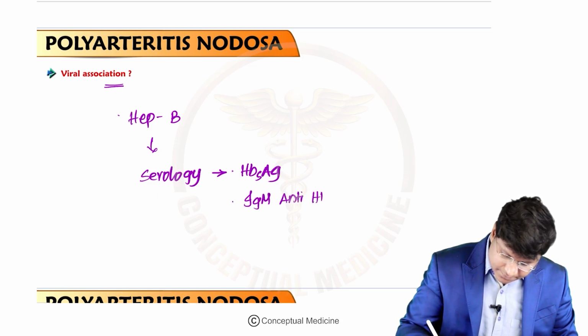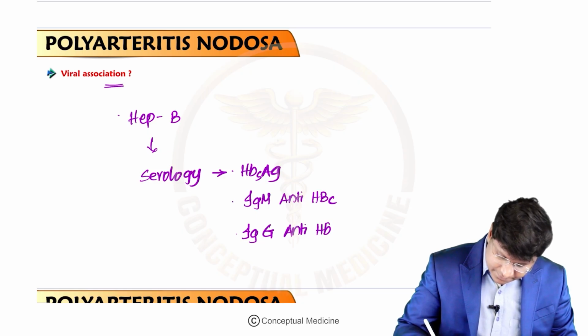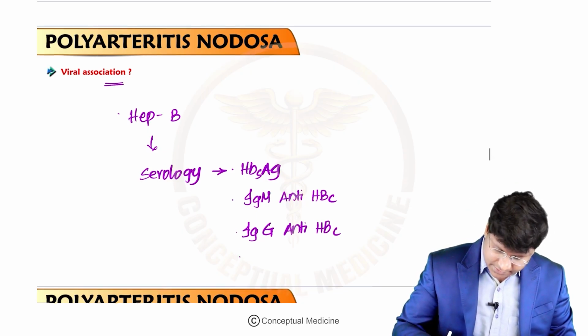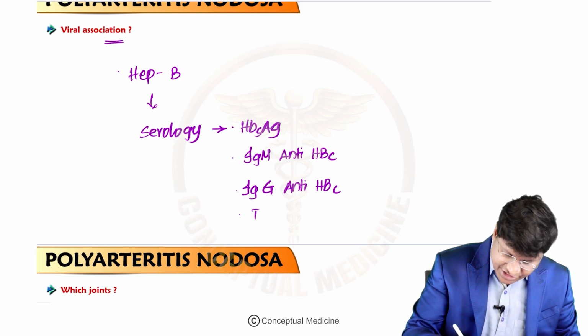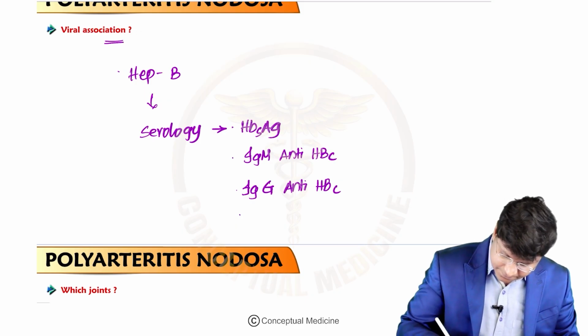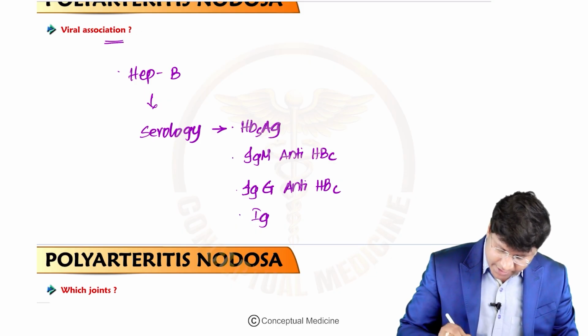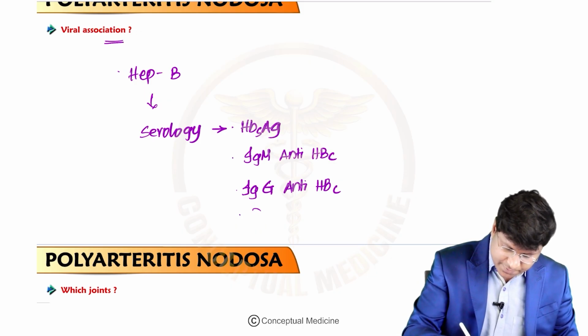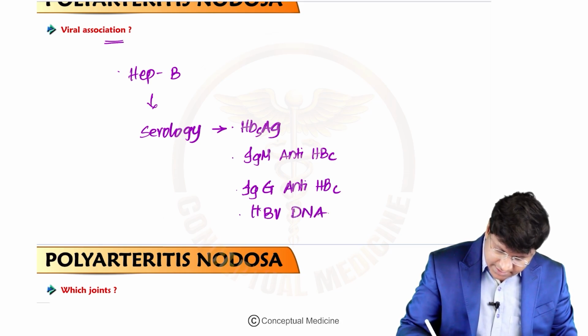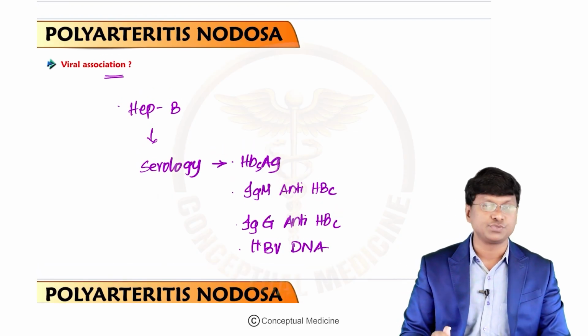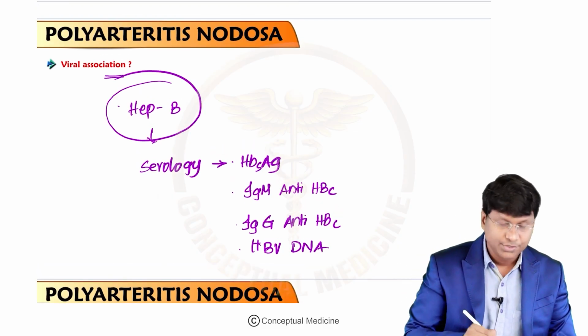IgG anti-HBc, and then followed by the presence of anti-HBe. And you also have to test for HBV DNA levels. So these are the serology tests that you have to search for in patients with polyarteritis nodosa regarding hepatitis B.